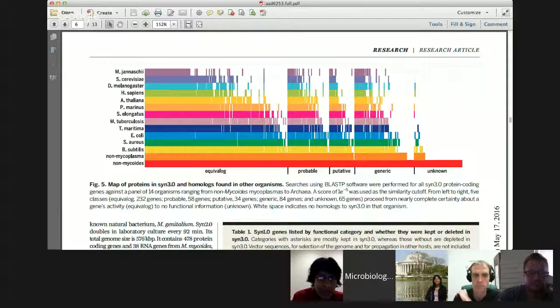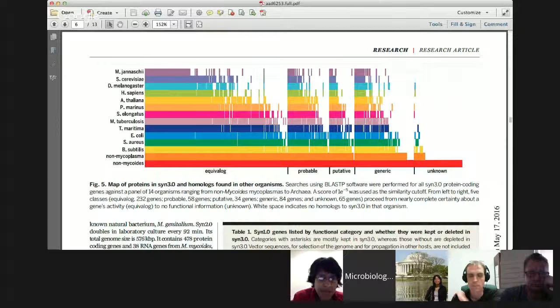So equivalog is basically, if I understand this figure correctly, I think each column is a gene in the SYN3. And so you've got 232 genes that are equivalogs, 58 genes listed across here that are probable, 34 genes that are putative, 84 that are generic, and 65 that are unknown.